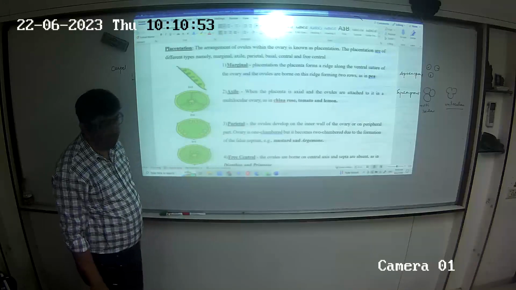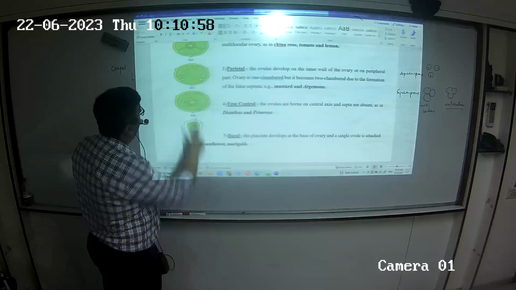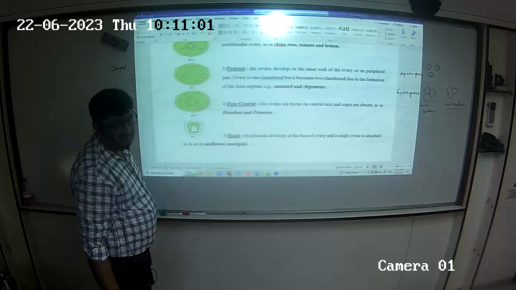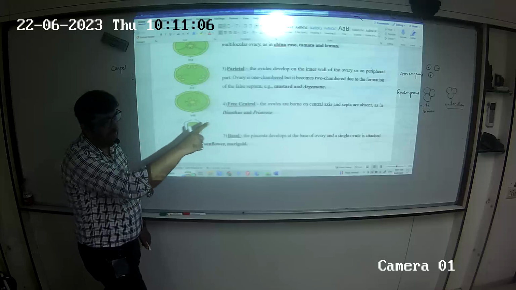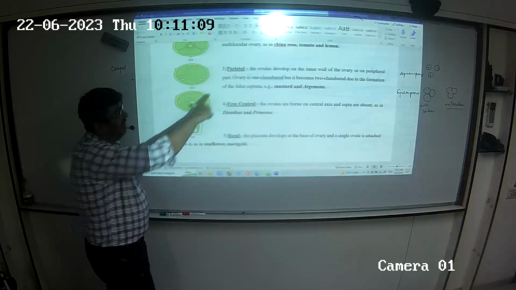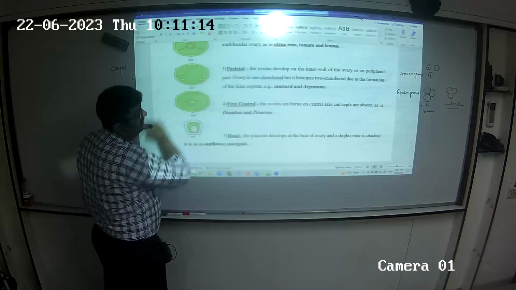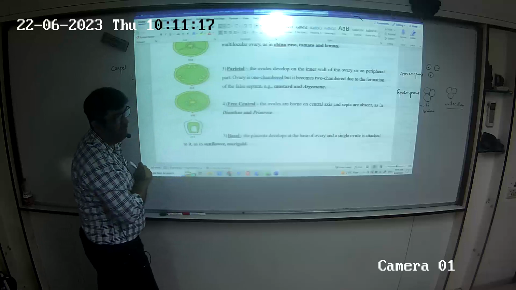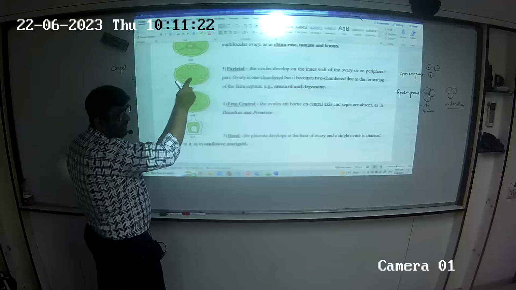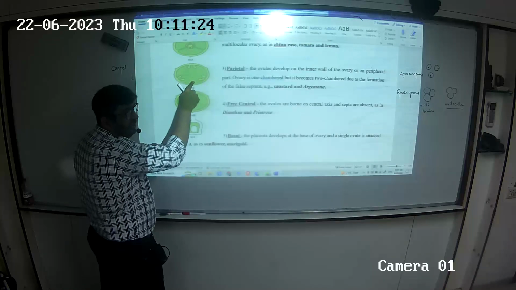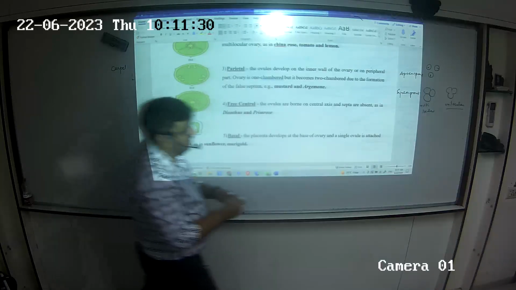The third one, parietal. Now in parietal I can see that there are 3 carpels. But how many locules do I find? Both our examples are covered in it. Okay? The ovules develop on the inner wall of the ovary. This is the inner wall. The periphery. So can you see the ovules on the periphery now? Ovary is one chamber. Do I see the ovary is one chamber? Yes, everybody? It is unilocular. So is this a polycarpellary but unilocular condition? This is our condition.